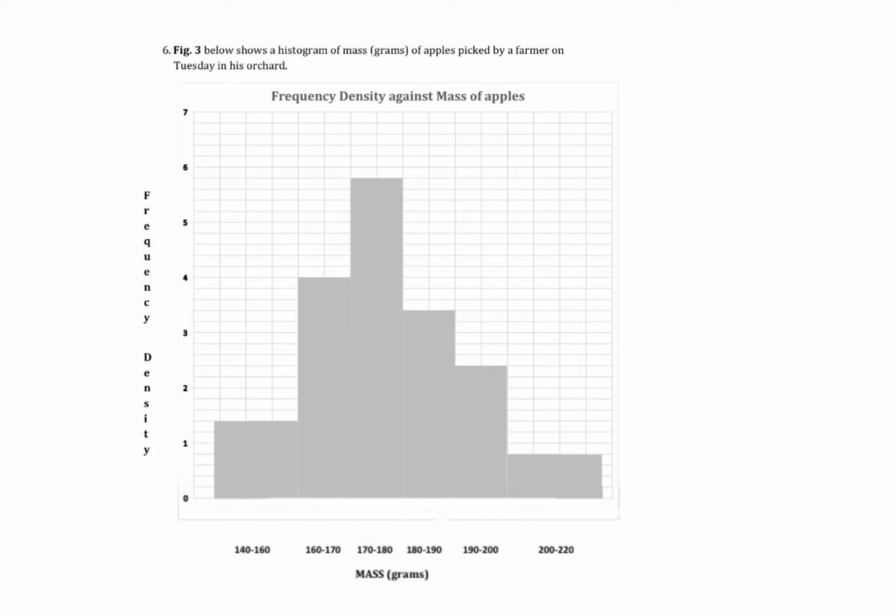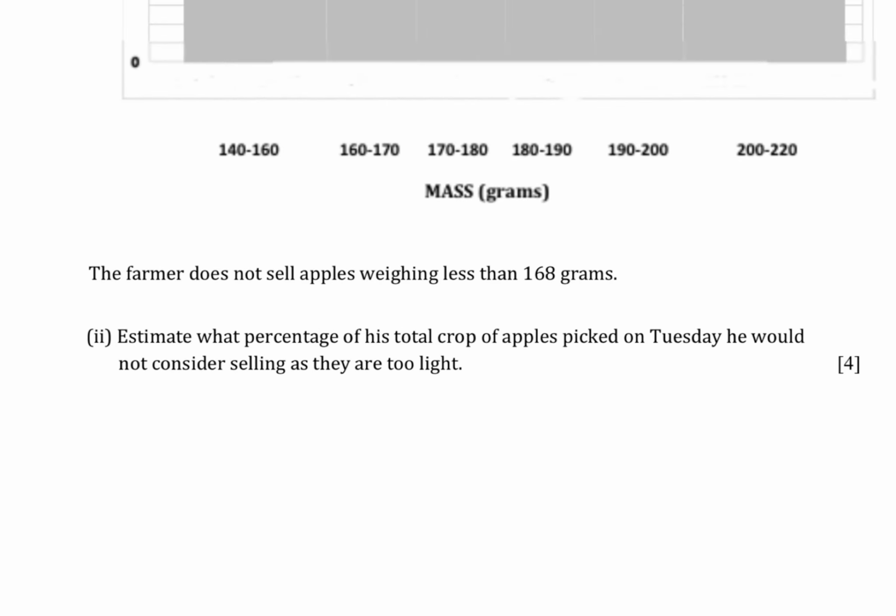So there's your histogram, and the question we've been asked to find here is, the farmer does not sell apples weighing less than 168 grams. Estimate what percentage of the total crop of apples picked on Tuesday he would not consider selling as they are too light.